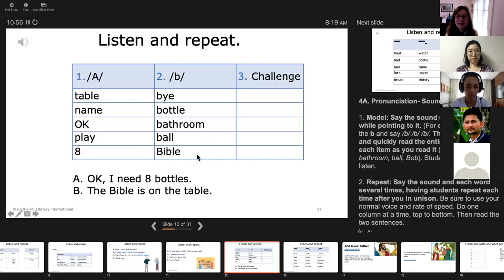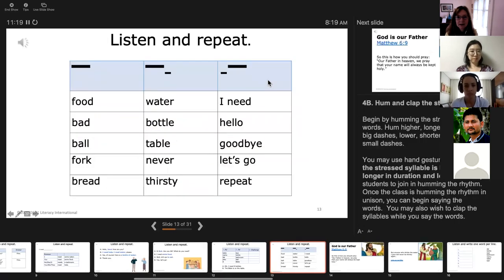And we can recast it if they're not saying it quite right. We can say, okay, listen again, and I'll say it again. Buy, bottle, bathroom, ball, Bible. Give them a chance to hear it again and then try to repeat it again. Very nice, great job. Okay, and then we're going to go to the challenge part.